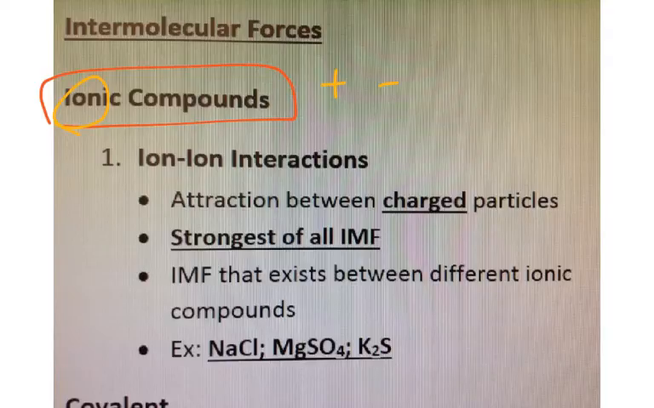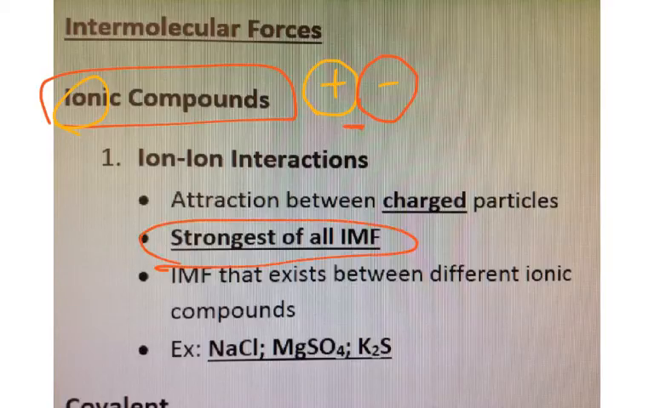And so what's going to happen is that when something becomes positive, meaning it lost an electron, it is going to be attracted to something that became negative by gaining an electron. And so this attraction that exists between the two different elements or two different compounds is because of different charges, because they're positive versus negative charge. This is the strongest intermolecular force that exists that we will be studying in this class.